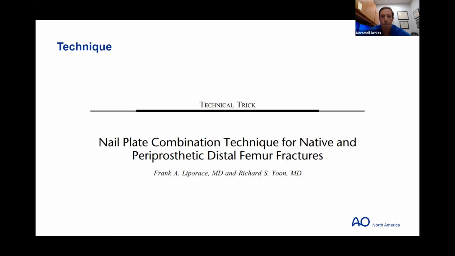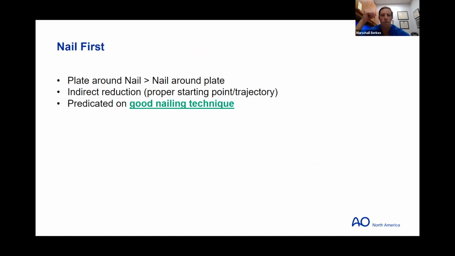So, talking about the nail-plate combination technique, we'll get into a little bit of the pearls, pitfalls, etc. This is a great article. I urge every one of you to read it if you have not already. It goes through in a stepwise fashion how Dr. Liporace and Yoon go about applying this. One of the questions is, do you nail it first and then plate, or do you plate and then nail? As I think about it, and as I've done it, for me personally it's just easier to plate around a nail rather than nail around a plate, in terms of dodging traffic and so forth.